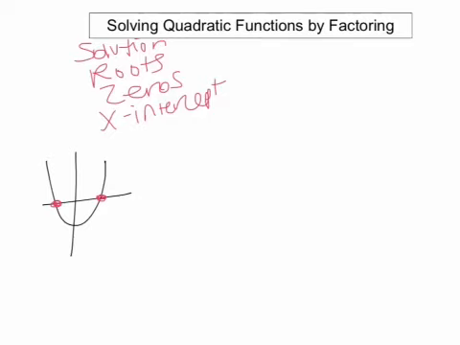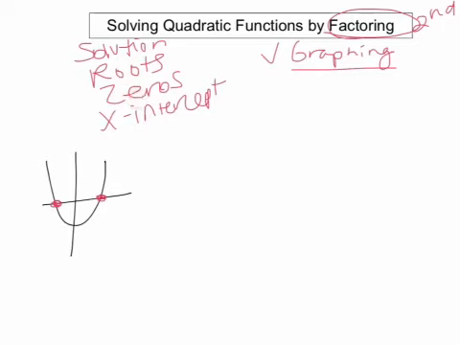Okay, there's 4 ways to solve a quadratic. One of them was graphing, which we've done because we just find the x-intercepts. And then this second way is by factoring. We'll learn the other 2 later. But solving a quadratic means finding the x-intercepts, finding the x's, solutions, roots, or zeros.